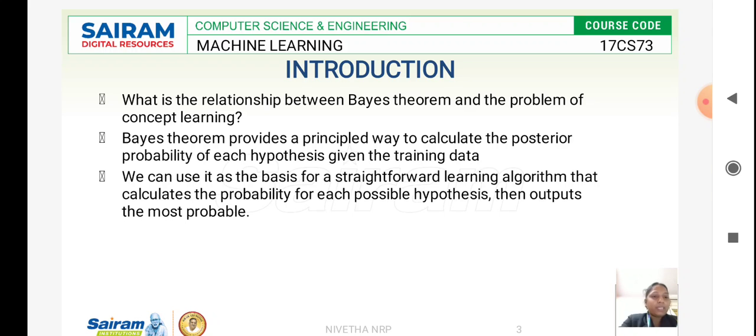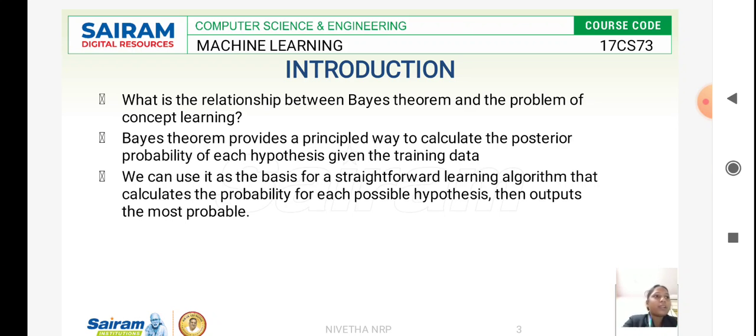We mainly use Bayes theorem for two reasons. One is that Bayes theorem provides a principled way of calculating the posterior probability of each and every hypothesis when the training data is given. That is, Bayes theorem provides a simple way of calculating the probability of a hypothesis for each input. So what is a hypothesis?